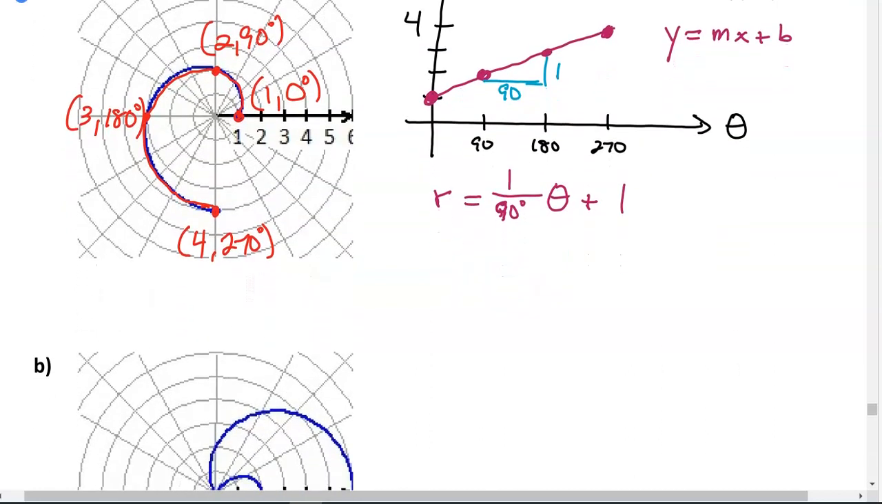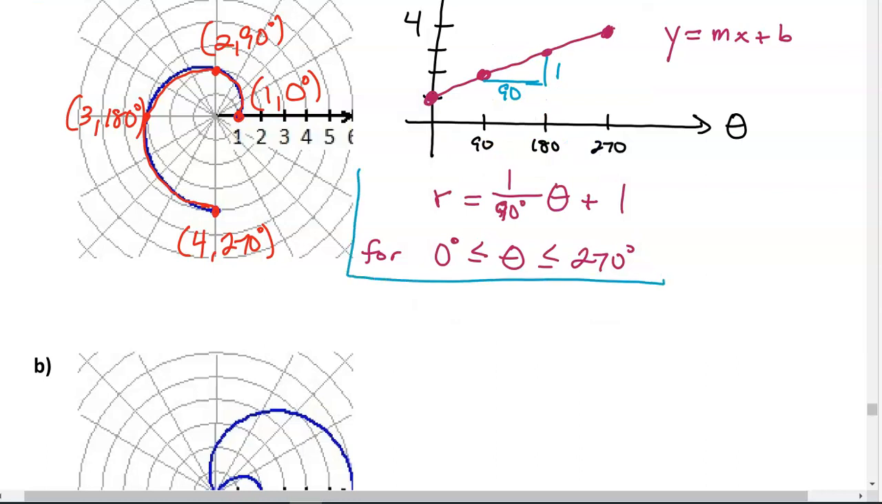One last thing that we need to do with this equation is we need to put a restriction on the values of theta. The only theta values that are graphed range from 0 through 270. So you can write a three-part inequality that says that this is the equation of the graph only for theta values in between 0 and 270. Make sure that your inequality has those inequality symbols pointing toward the smallest and toward the 0 degrees.